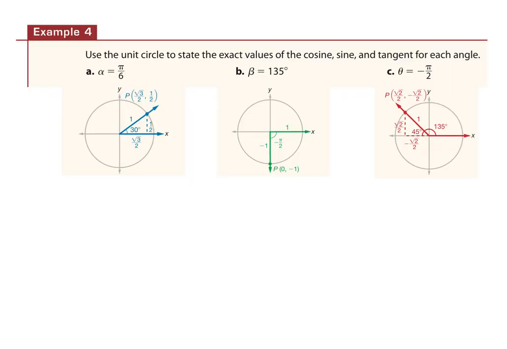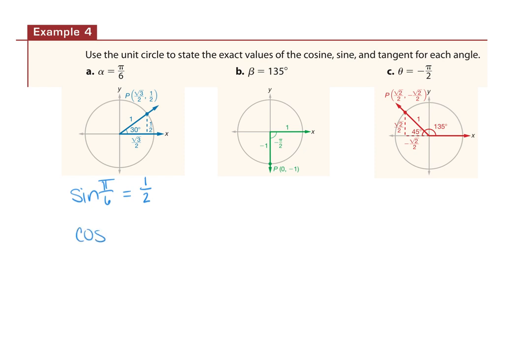Pi over 6. So look on your unit circle. What is the sine? I'm going to write it this way. The sine of pi over 6 from your unit circle. What's the sine value of pi over 6? 30 degrees. So it's going to be 1/2. My sine value, my ratio at sine is 1/2 for a 30 degree or pi over 6.